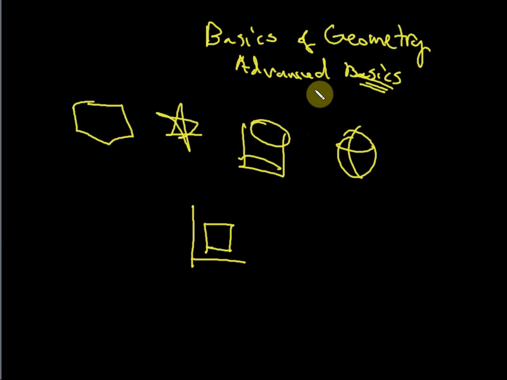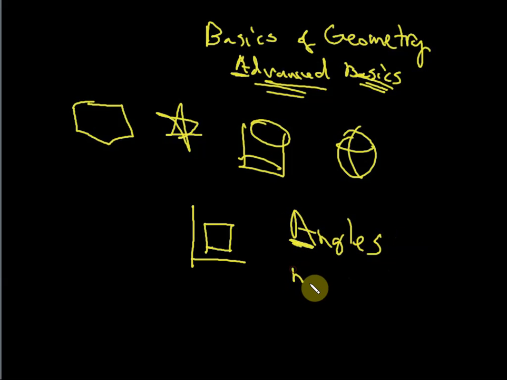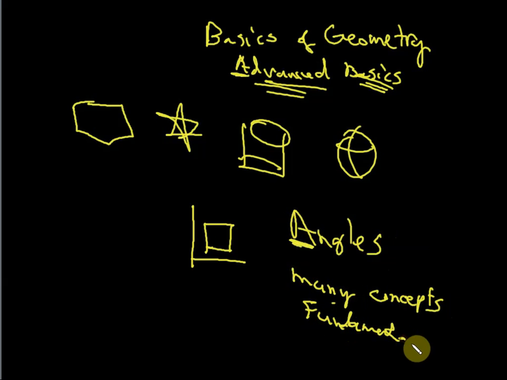And so this advanced basic, what we're talking about, and this is kind of humorous, is A for advanced, and also A for angles. There are so many fundamental concepts, and if you don't know them, you're going to be struggling. So let's get into the different characteristics and the classifications. All good stuff.